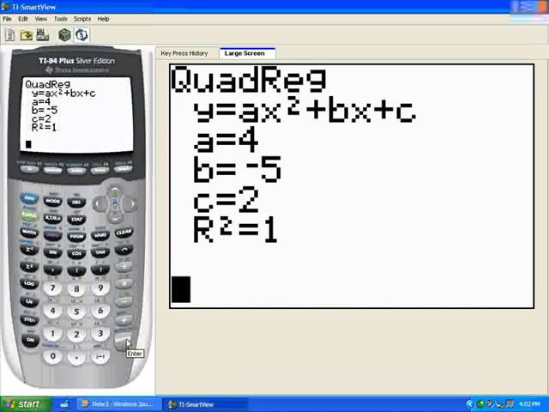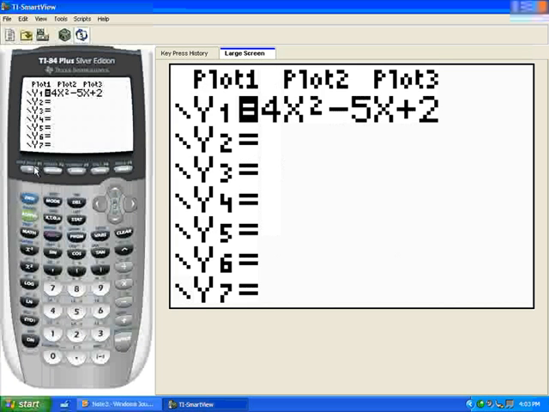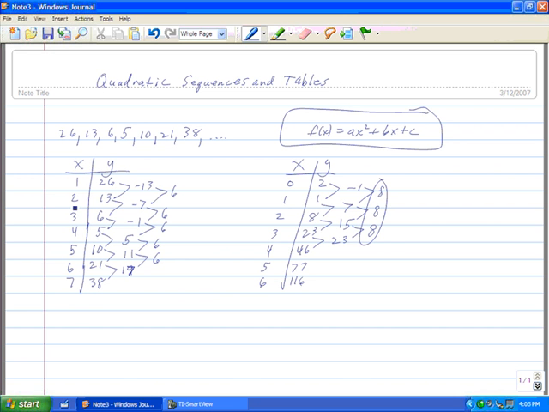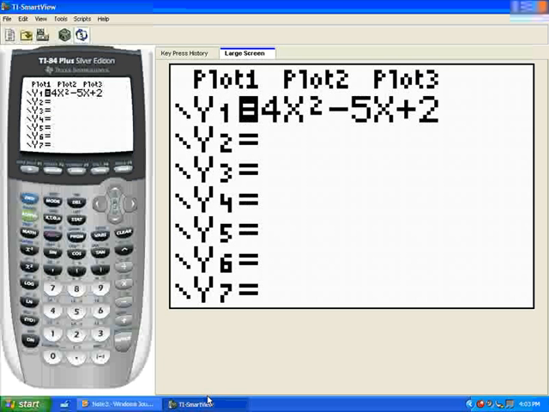It says that the rule that gave us those values is 4x squared minus 5x plus 2. And when we hit the y equal button, we see that that is exactly what the rule was that gave those values. So when you have a table of values or a sequence of values that you can put into a table, you can figure out that it's quadratic by finding that the second difference is common, or it's called a second common difference. Once you know that it's quadratic, you can put the x and y values into the TI calculator, and it will give you the rule that will give those inputs and outputs.